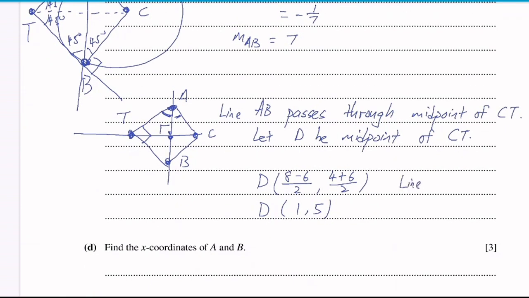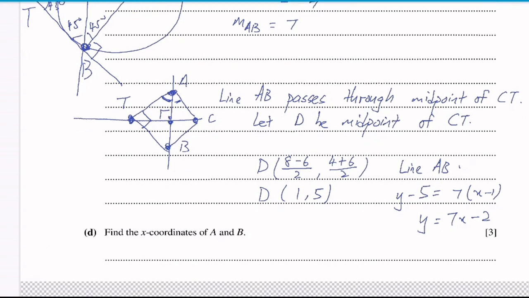Okay, so if G is 1 and 5 here, we can find the line AB. So the line AB is y minus y1 equals m, the m is 7, x minus x1. So this is the equation of the line AB.